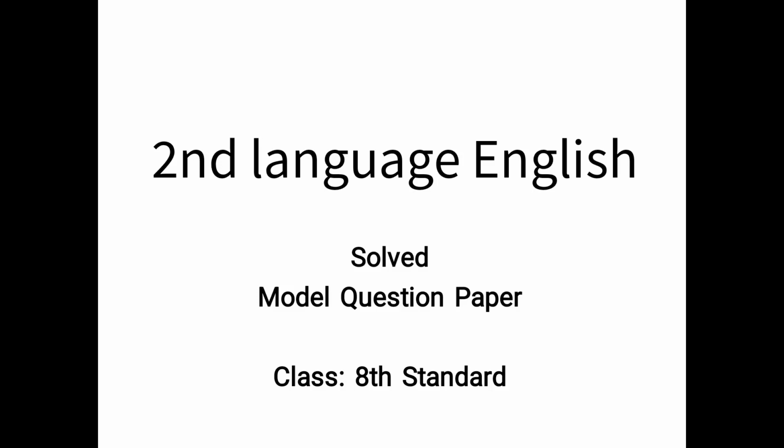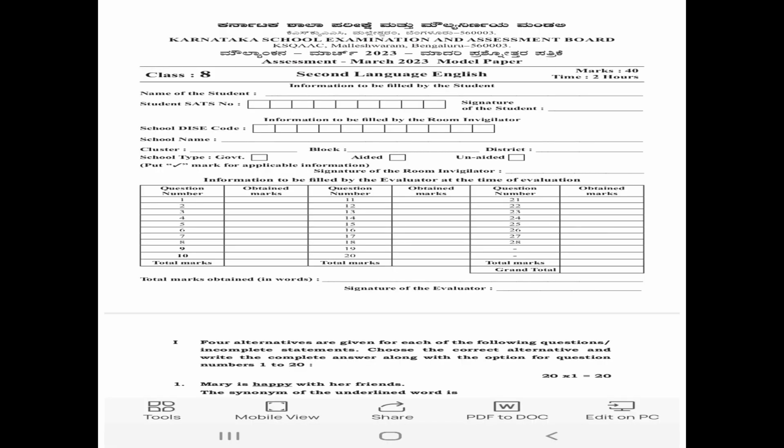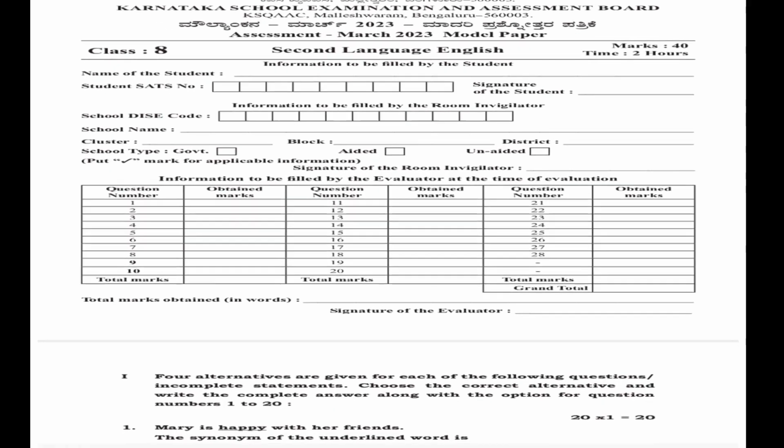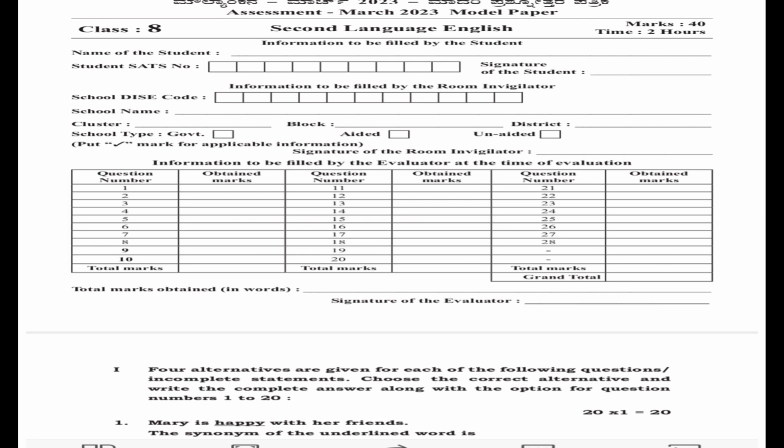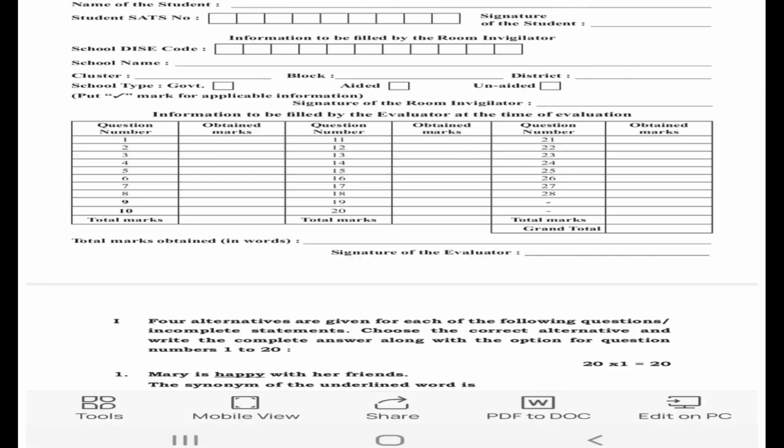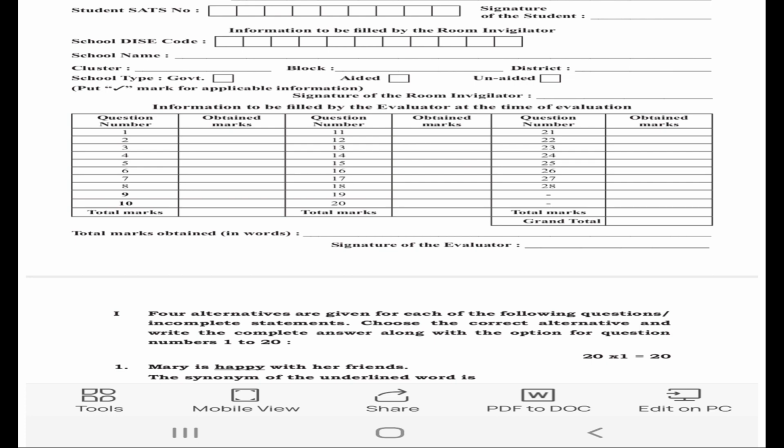Hello children, I'm here to help you answer the questions of the second language English model question paper of 8th standard. Let's start. You could find this front sheet of your question paper here, right? You need to fill in the information about yourself, whatever is given there: name of the student, student SATS number, signature of the student, only that's it. Then the rest of the work is for the invigilator. You need not touch that.